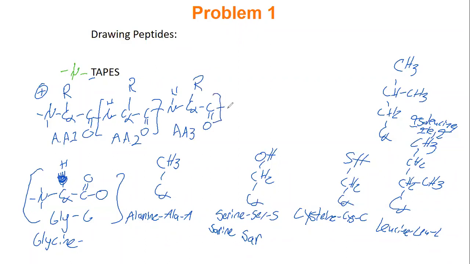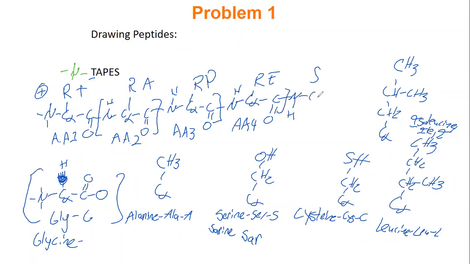Okay, amino acid 4. What's the backbone going to be? Well, NH, carbon alpha, C double bond O, R. Amino acid 4. Okay, amino acid 5. So this would be TAPES. Okay, amino acid 5, NH, carbon alpha. However, we're at the end, so now we get a negative charge. And where I put the R's, you just want to put the side chains. The backbone's always the same. The side chains are what are different for us.